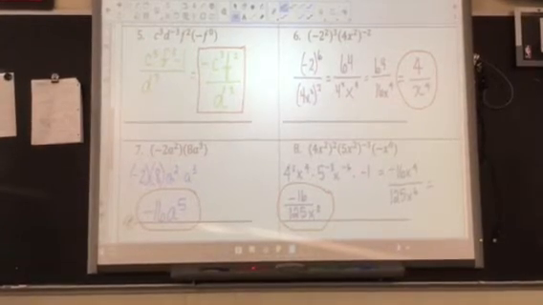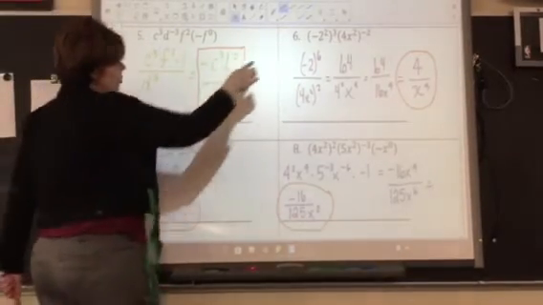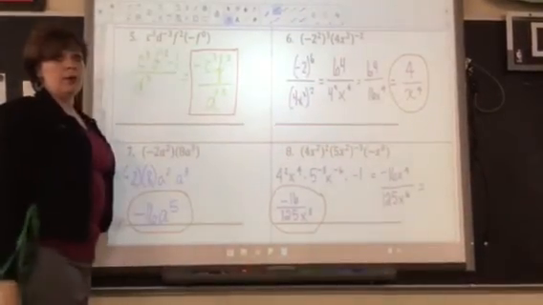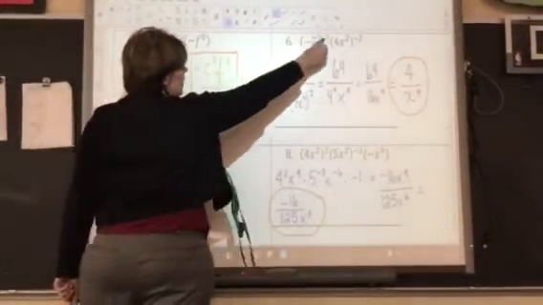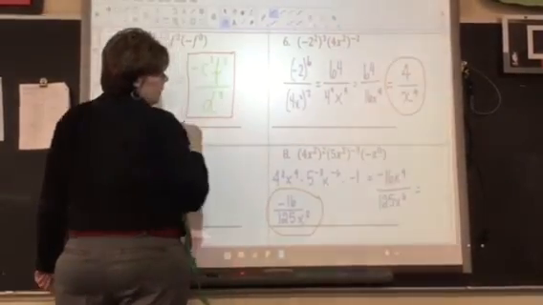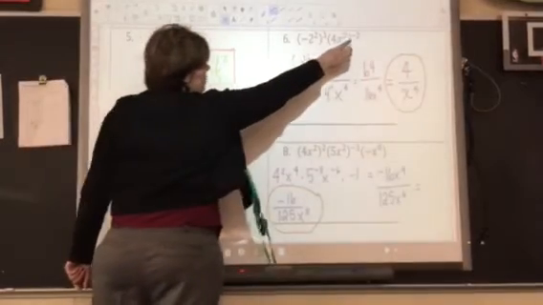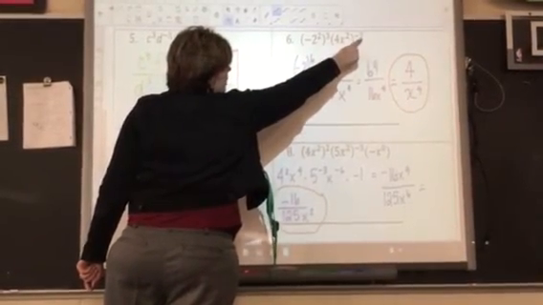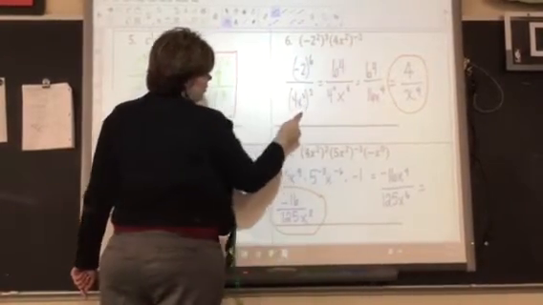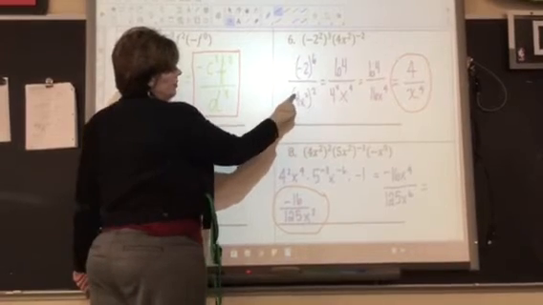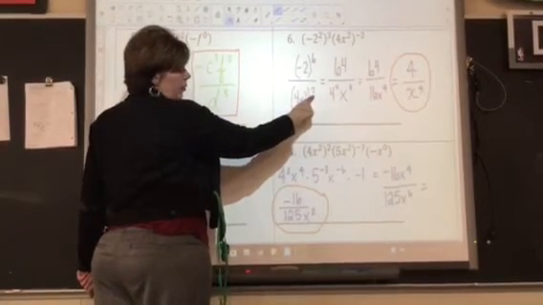Okay, number 6. This negative 2 is being squared because it's all together. So the first thing I did is I distributed that. 2 times 3 is 6, so I have negative 2 raised to the 6th power. I have to distribute this negative 2 right here. I have to make this a positive exponent, and the only way I can do that is by dropping it downstairs. So this is the same thing as 4x squared raised to the 2nd power.